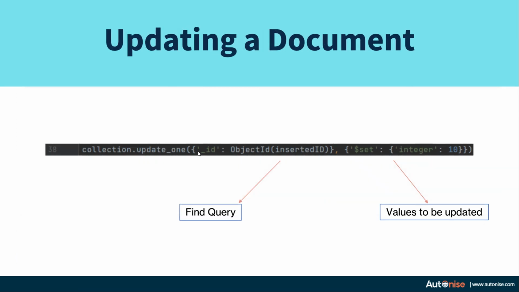So we pass it over here as the first argument, and in the next argument we use the $set command, and we set the key value pairs specified in the set command. So these are the values that we provide to be updated inside the document. Whatever key value pairs you provide inside the set command, they will be updated in the document.